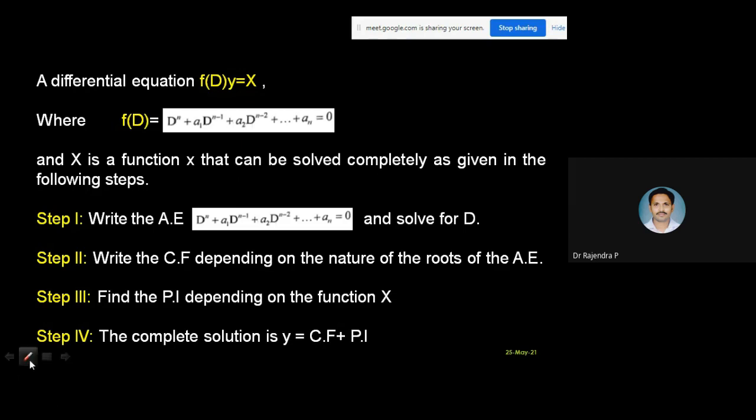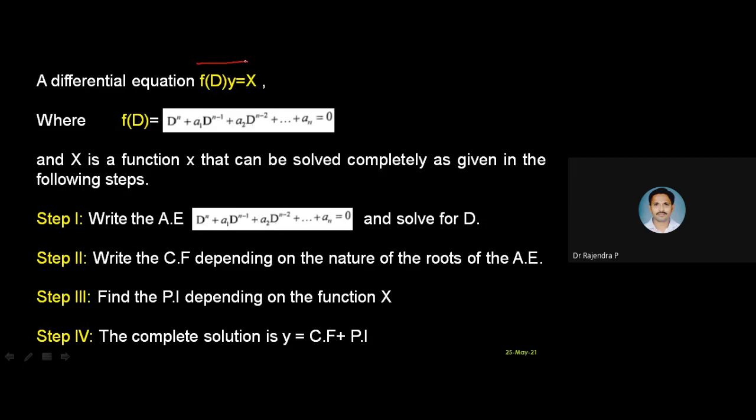So this is our equation. Basically, in the entire module we are going to follow the same form. That f of D, which is a polynomial, we have to solve this. And how to solve this? These are the four steps. First, we have to write the auxiliary equation by considering this polynomial and solve for D. We will get the roots. Based on the nature of the roots, we have to write the complementary function.